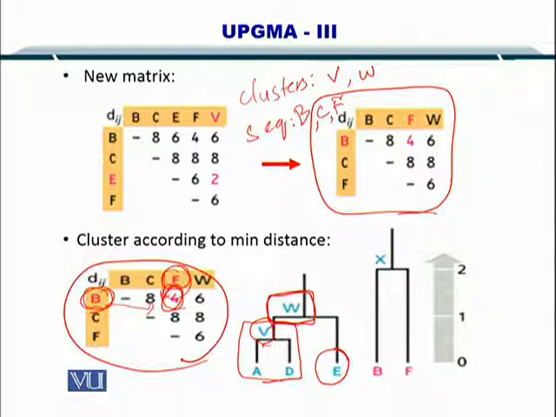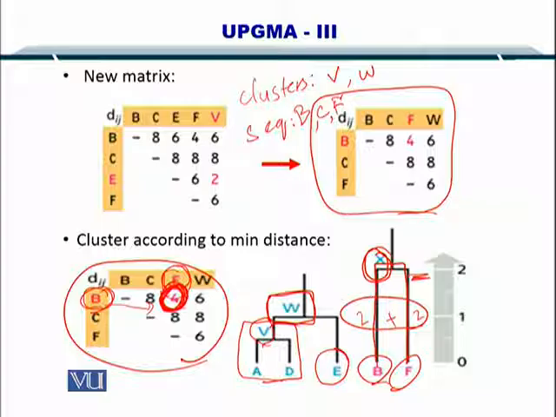So we create a cluster between B and F, and the distance is obviously 2. So 2 here, 2 here. So if you add it, then this is equal to 4, which is written here. So let's name this cluster as X. So now you have 3 clusters, V, W, and X, and only C remains in the distance matrix. So 3 clusters and 1 sequence remain.